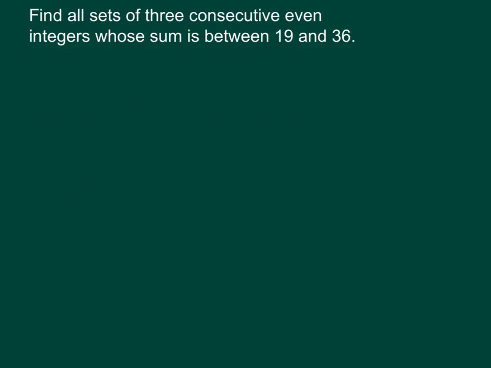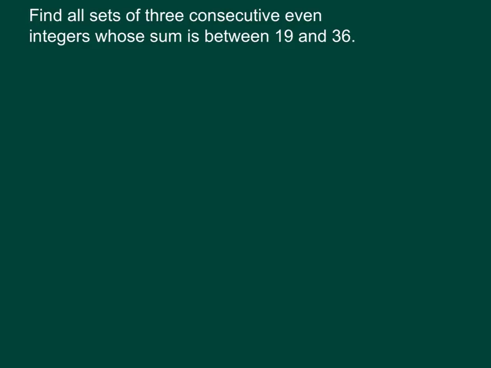So the first one here is not really a real-world situation. It's just written out verbally here. You want to find all sets of 3 consecutive even integers whose sum is between 19 and 36. So the key words here are that we have 3 consecutive even integers, and we have a sum, which means we're talking about addition, and that sum has to be between 19 and 36. And so what we do here is we set up an inequality, and we first want to think about what are 3 consecutive even integers.